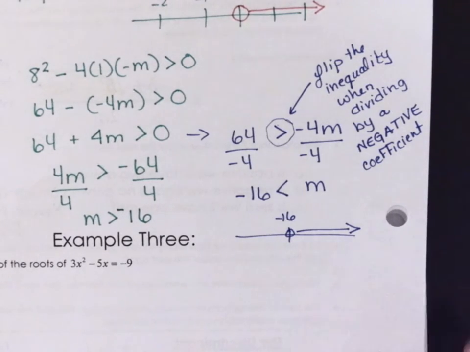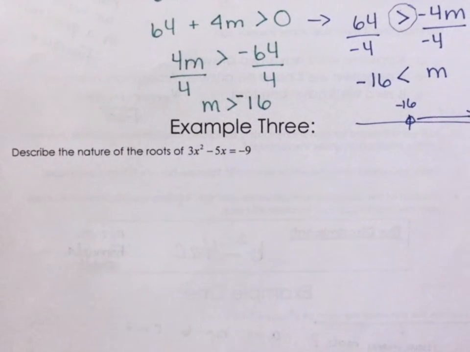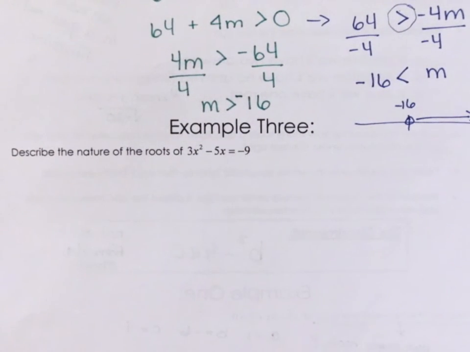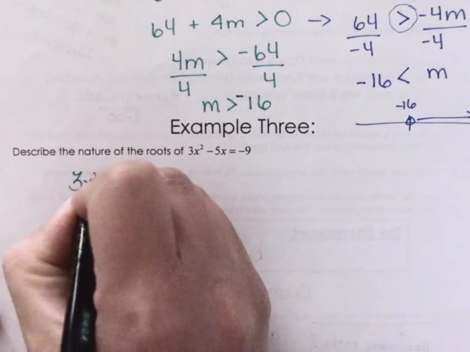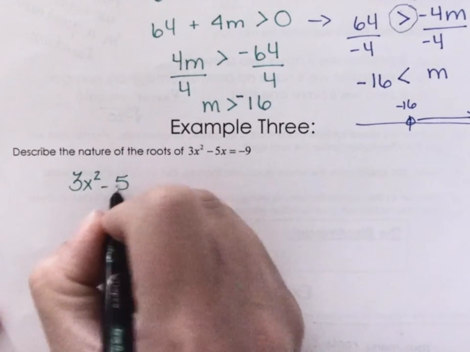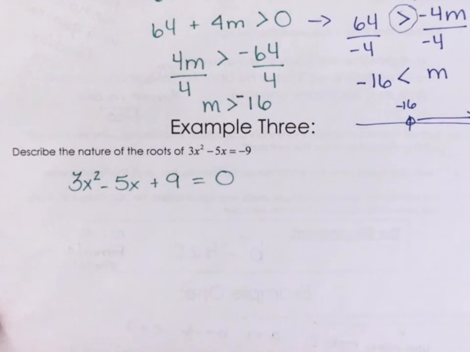Okay, last example. Describe the nature of roots for this one. And the only trick to this one is, what should I do first before I start picking my a, b, and c? It's got to be equal to 0. So that's the only trick to this question. Minus 5x plus 9 equals 0.